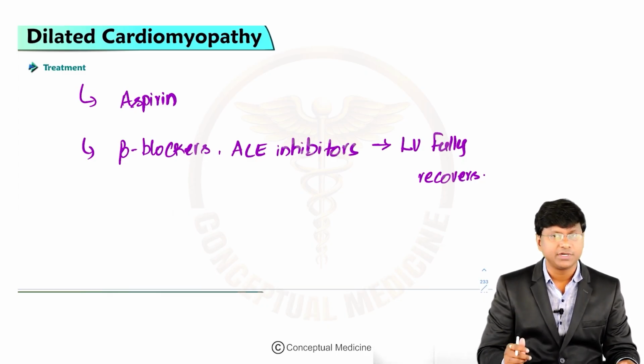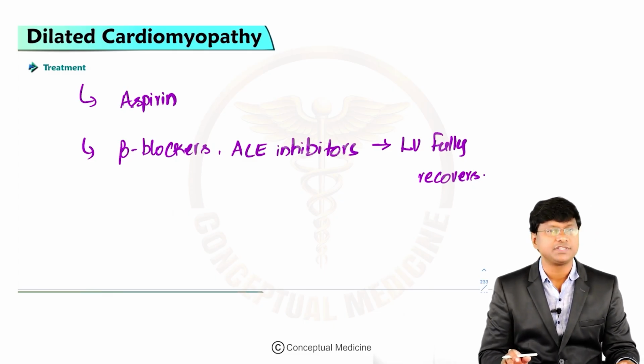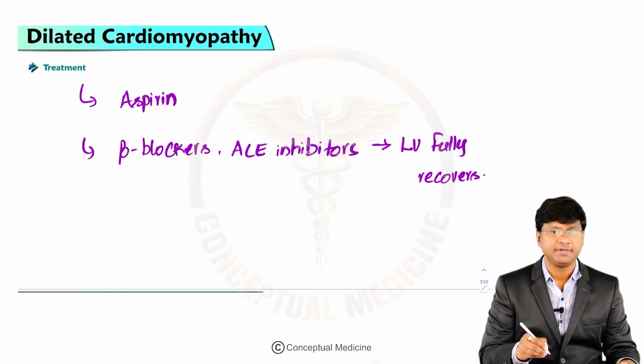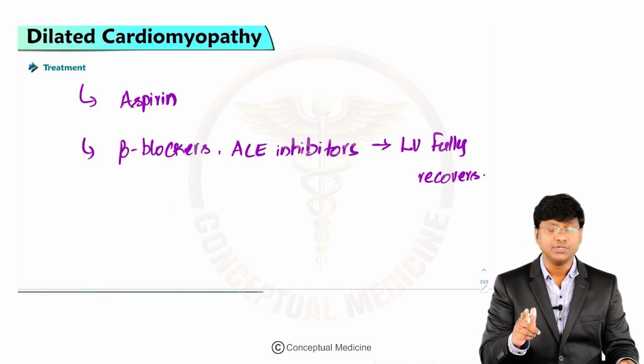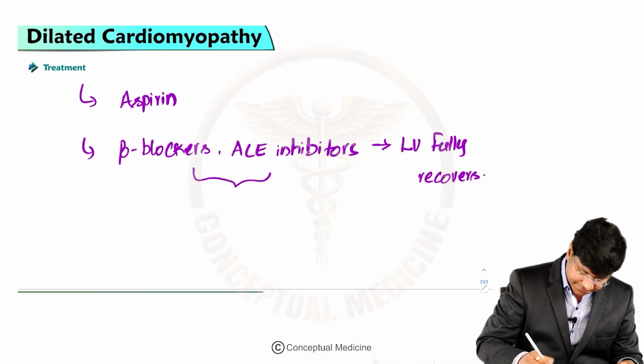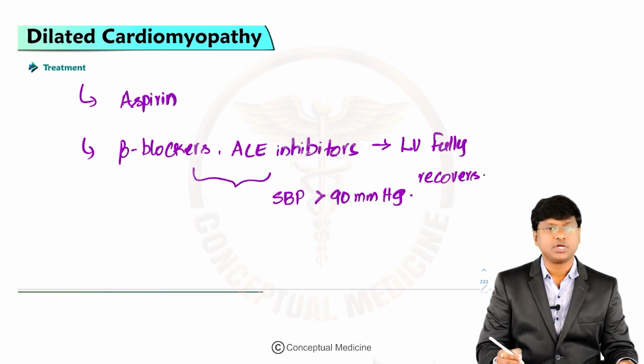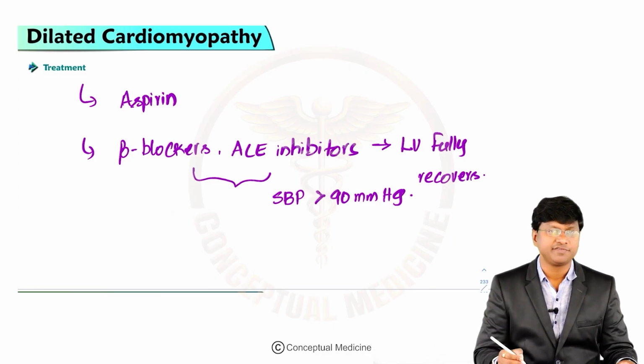But please remember, thrombolysis should not be done in this individual. In acute MI you do thrombolysis, but here it is not required because you don't have any thrombus within the coronary artery. Whenever you are giving beta blockers and ACE inhibitors, let me tell you, the systolic blood pressure should be more than 90 millimeters of mercury.